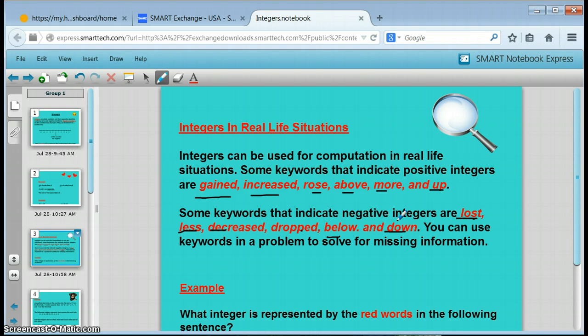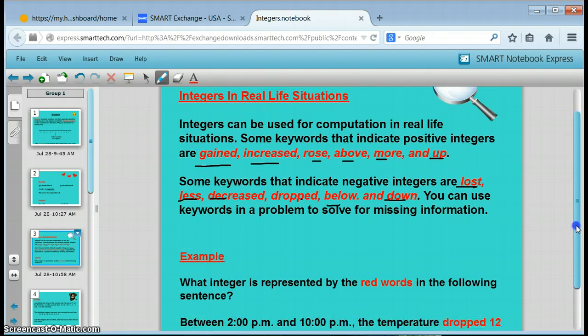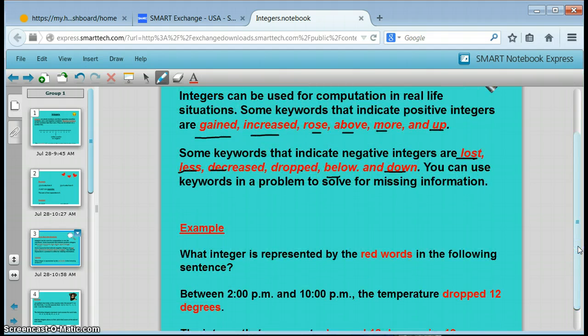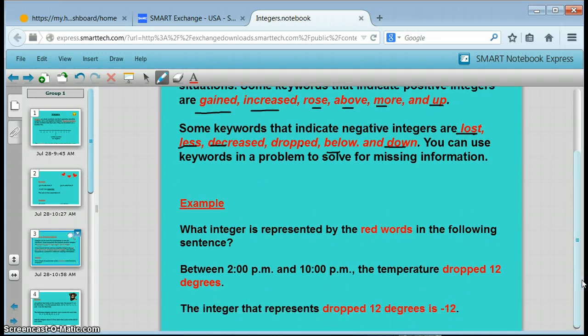An example: what integer is represented by these red words in a sentence? Here, between 2 p.m. and 10 p.m. the temperature dropped 12 degrees. That would be a decrease, or a negative number. So you would say it's a negative 12.